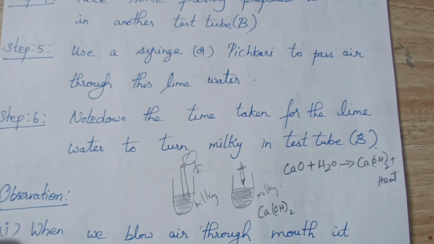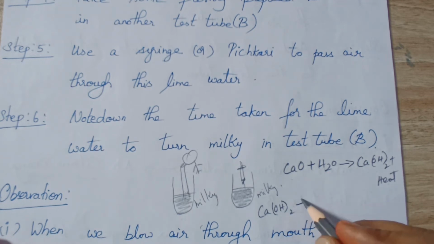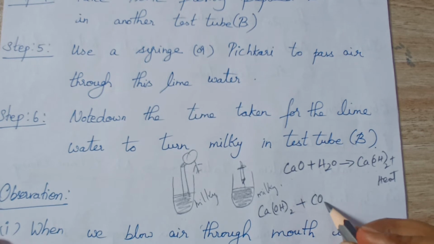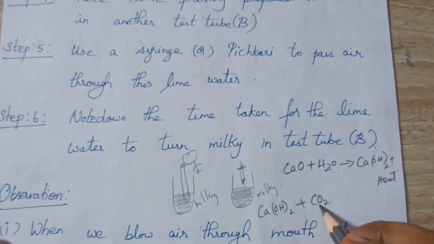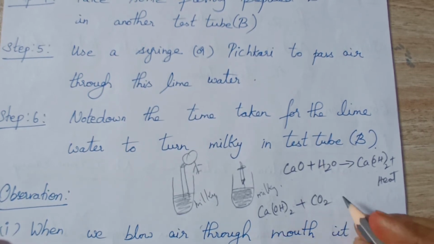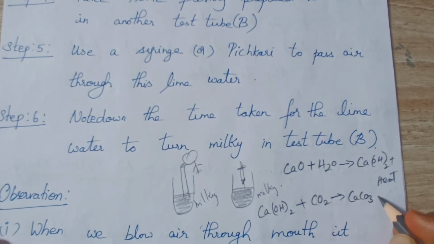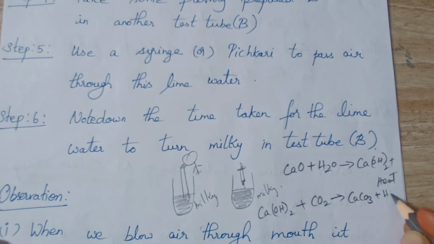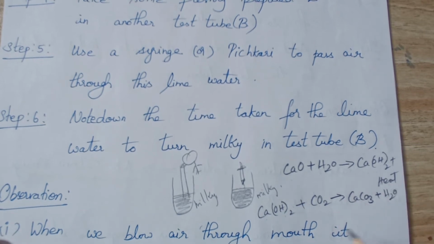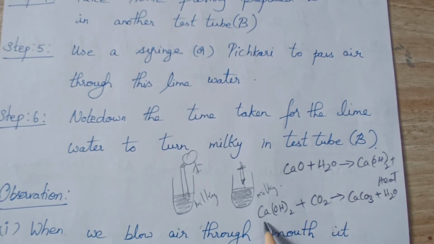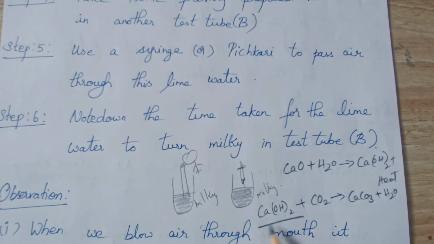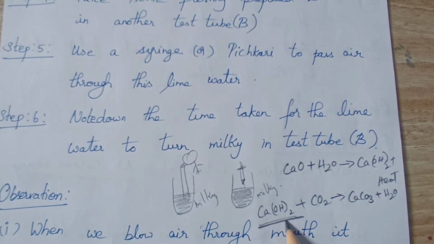In the exhalation of air, it contains some carbon dioxide and oxygen. The carbon dioxide present in that exhalation of air reacts with the calcium hydroxide to form what? Calcium carbonate plus water. Do you remember this? This calcium hydroxide, slaked lime, is used for whitewashing purposes.